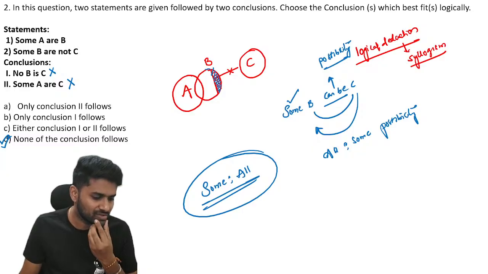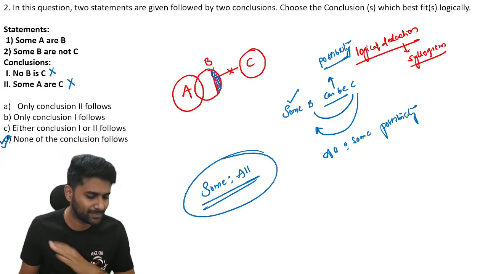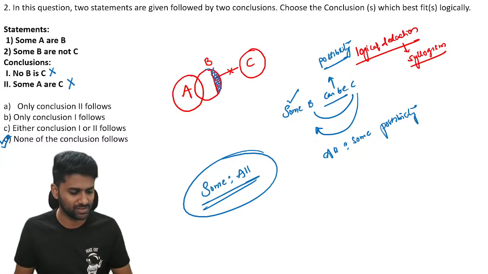None of the conclusion follows. There is no relation between B to C and A to C. There is no complementary pair. That's why don't choose either or. It's completely a none, neither nor conclusion. So it's D guys, it's not C. It's a D.